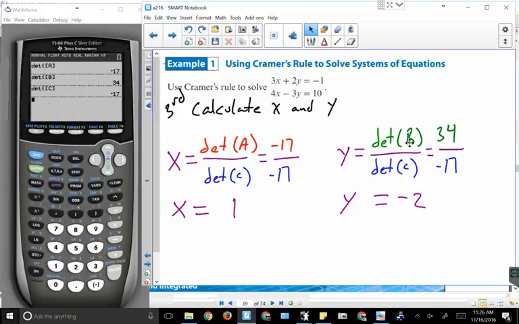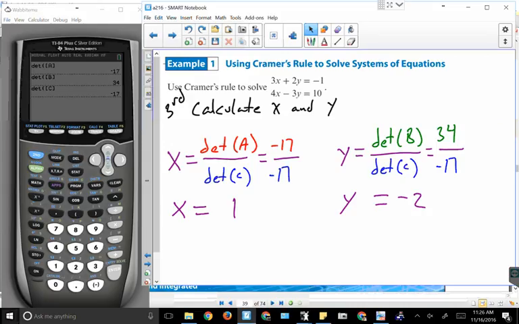Determinant of B was what? 34. What's the determinant of C? 17. So Y is equal to negative 2. Those are the answers.